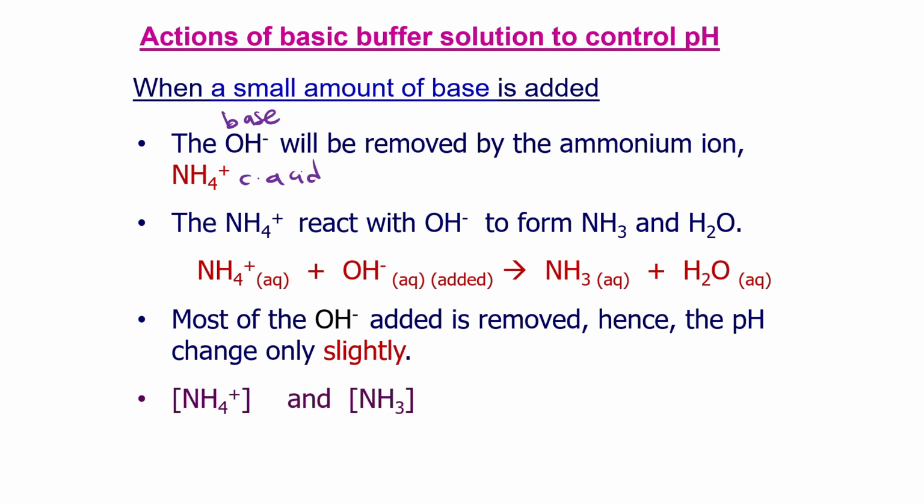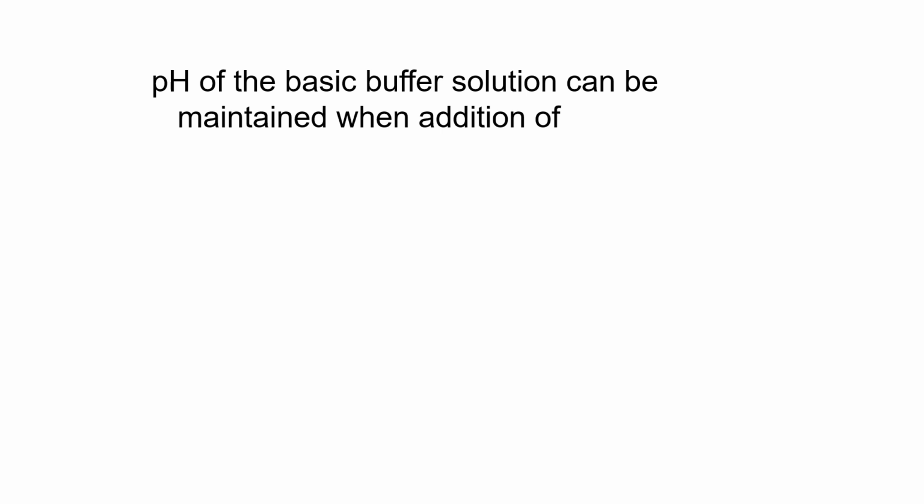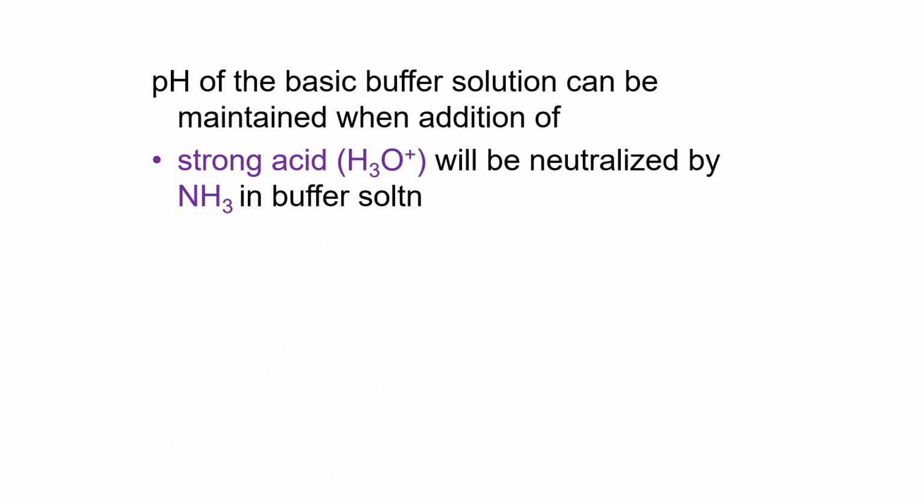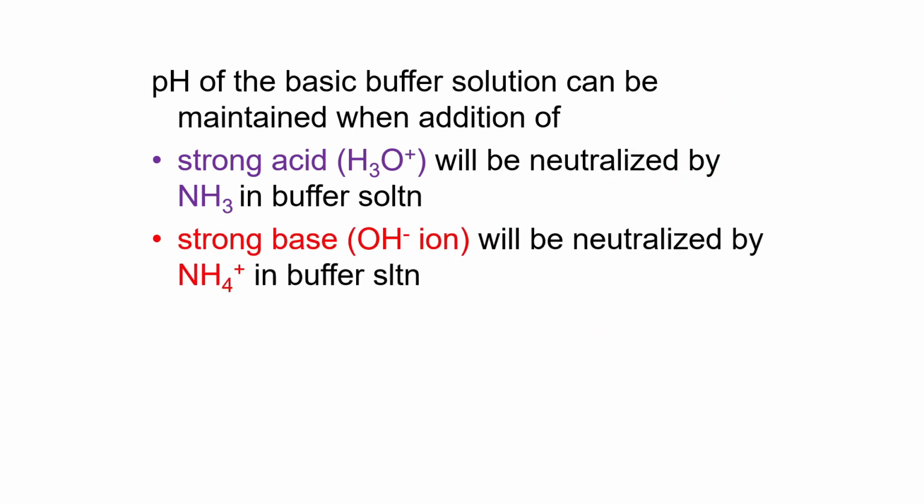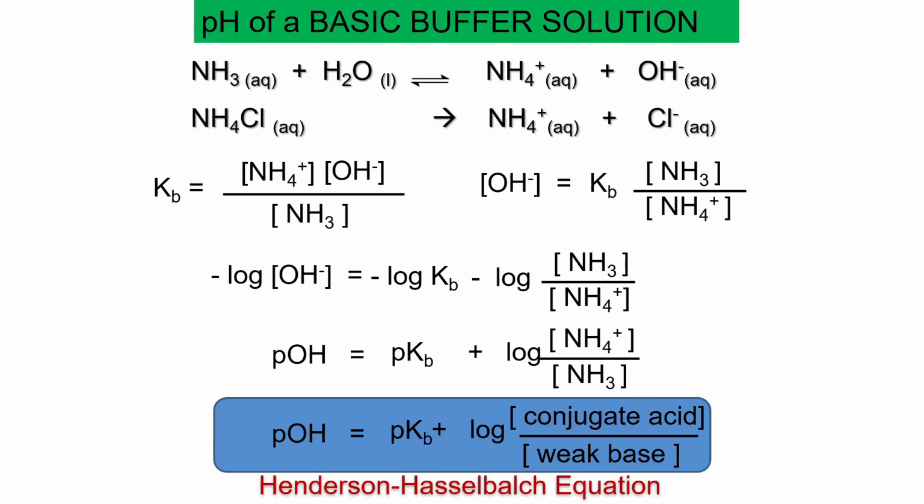So the concentration of NH4 plus will decrease and ammonia will increase. Kenapa dia increase? Sebab dia terhasil a new product form after ammonium react with hydroxide. So the pH of the basic buffer solution can be maintained when there is addition of strong acid. Jadi strong acid ni akan dineutralkan oleh ammonia yang terdapat di dalam buffer solution. So strong base will be neutralized by the NH4 plus in the buffer solution. So this is the action yang berlaku di dalam basic buffer solution. This is the equation for buffer solution.